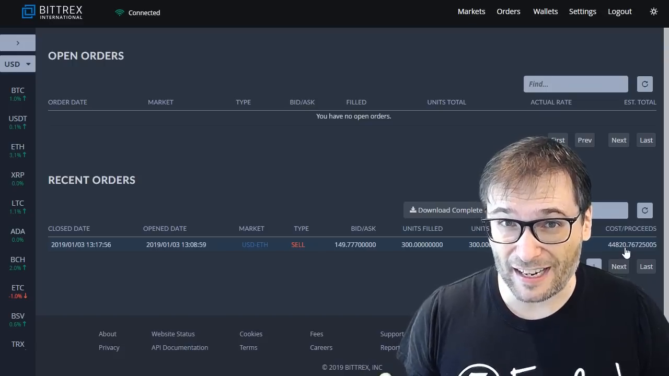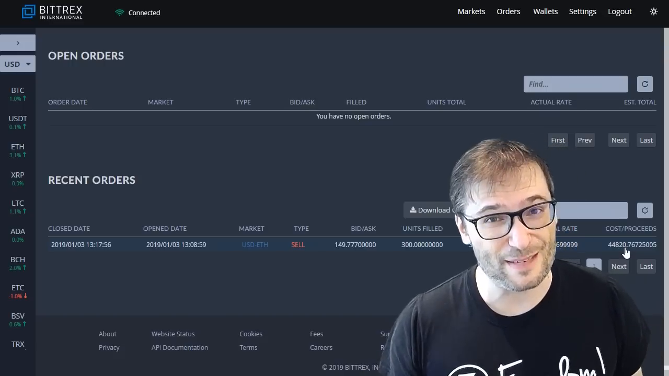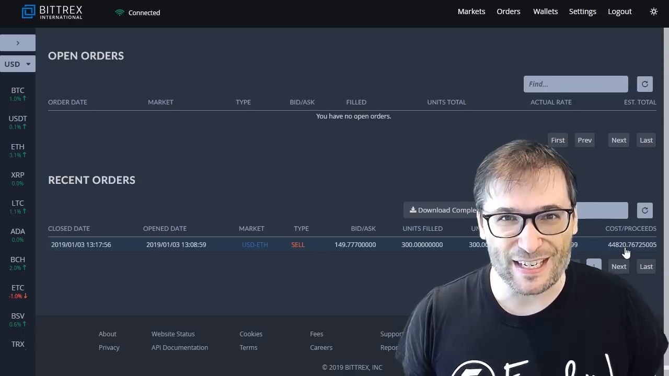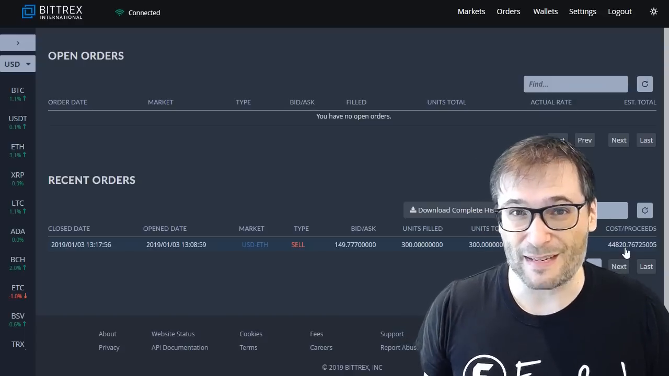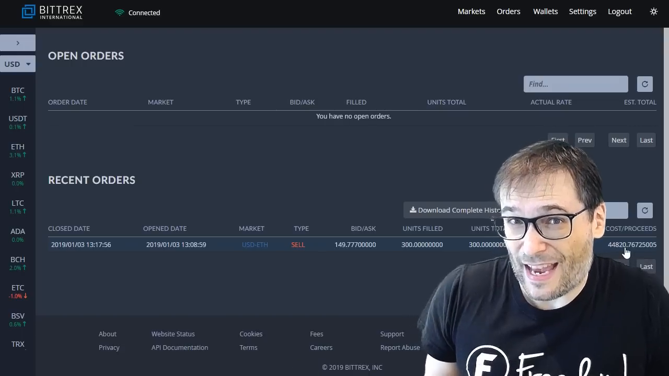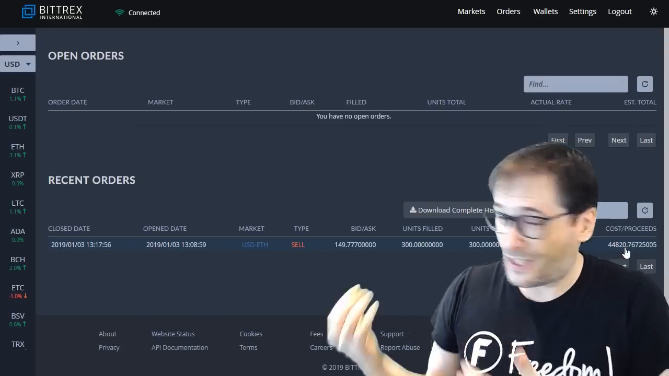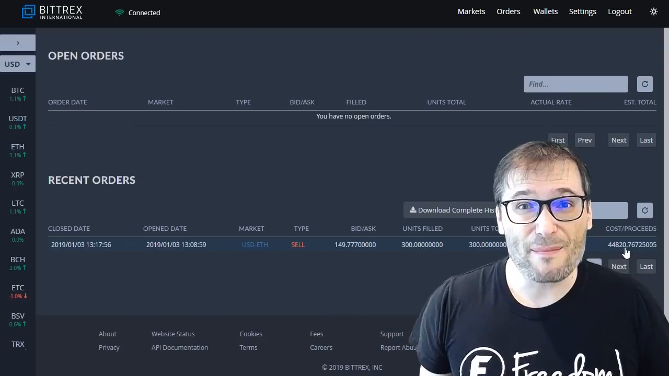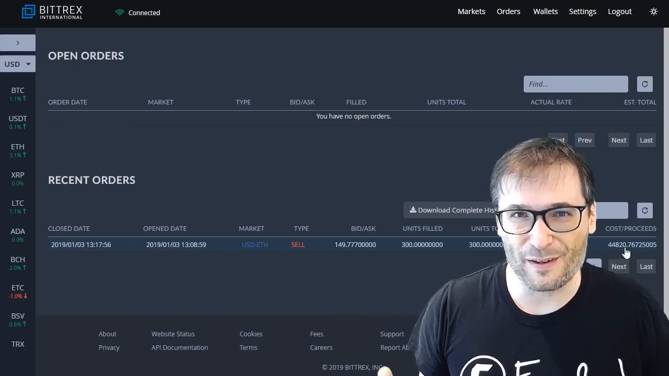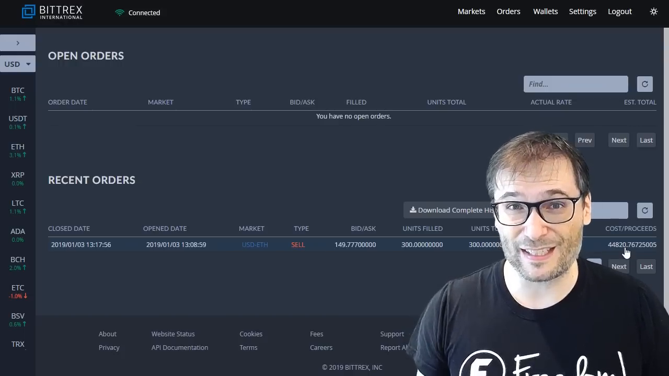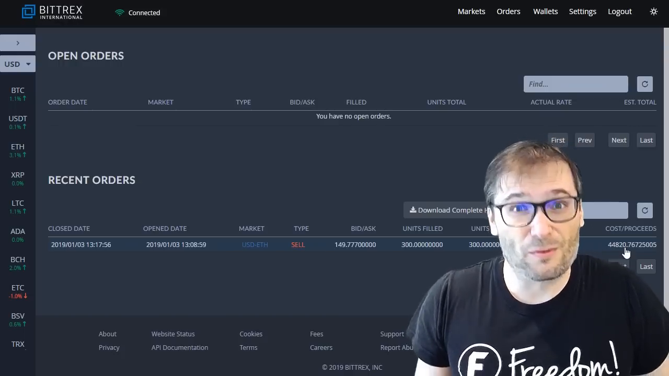Fiat is government-backed currency. Crypto is non-fiat because there is no gold reserve in some bank in some country backing up the cryptocurrency. But it's pretty safe, I think. It's been around for a long time. It's easy to buy and sell through exchanges like Bittrex. So I'm confident that this will be here for a very long time as a viable alternative to fiat currency. And of course, we all hope it'll grow in value.